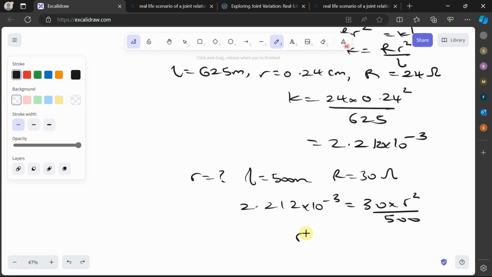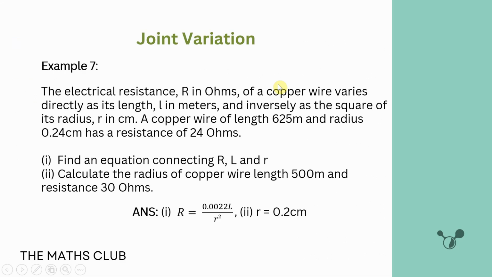I'm going to have our r squared to be 0.036864. And when I find the square root of that answer, our r is 0.192 centimeter. And remember, the r is in centimeter. So this is basically it. Let's see if our answer is correct. Great. So you could see that our r is basically 0.2 centimeter, but then they made the k to be 0.0022, L over r squared.